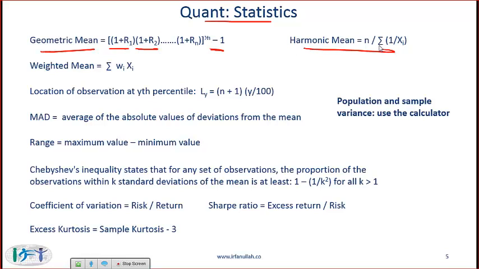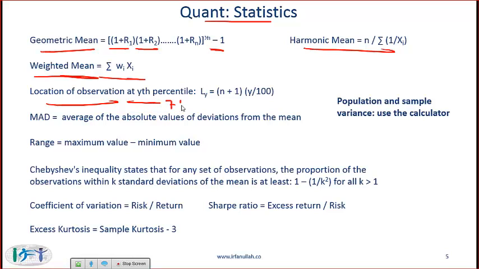Okay, so you should know the formula, but if you don't fully know the intuition, don't worry about it. If you are taking the harmonic mean of 3 numbers, n is 3, and then it is divided by the sum of the reciprocals. The weighted mean, this is type 1 or type 2, is simply the weighted average of all the different numbers.